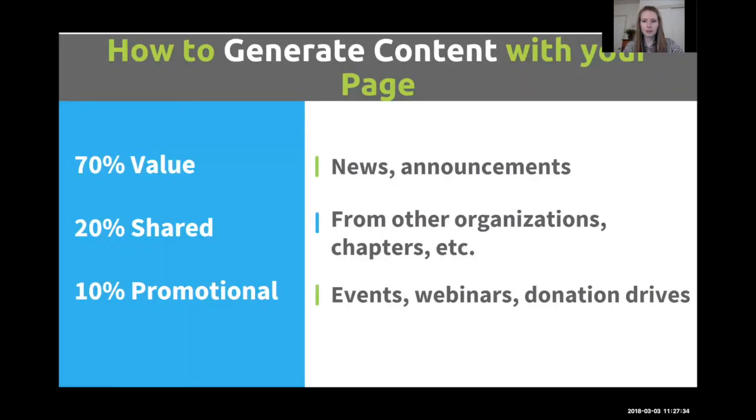If you're interested in posting more than once a month, you might be wondering what types of things you should be posting. 70% of your posts should be value content. That includes news articles, letters to the editor, or publications. 20% should be shared content, so you share posts from other pages. And 10% of your posts can be used to promote your local chapter. You can post about an upcoming meeting, a tabling event, or a local event coming up.